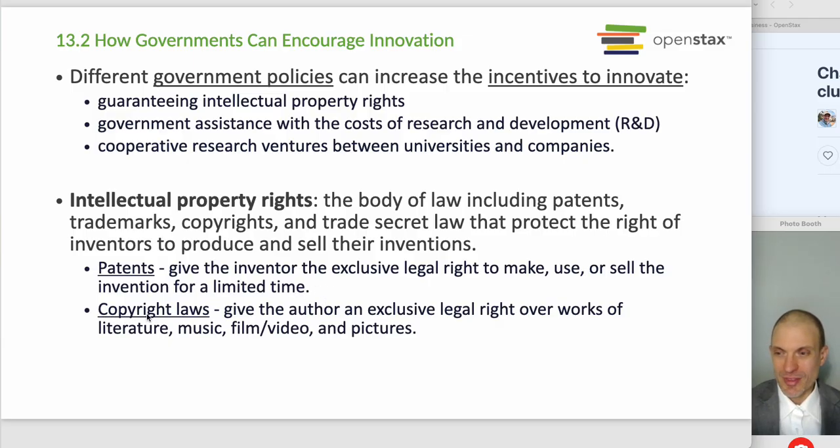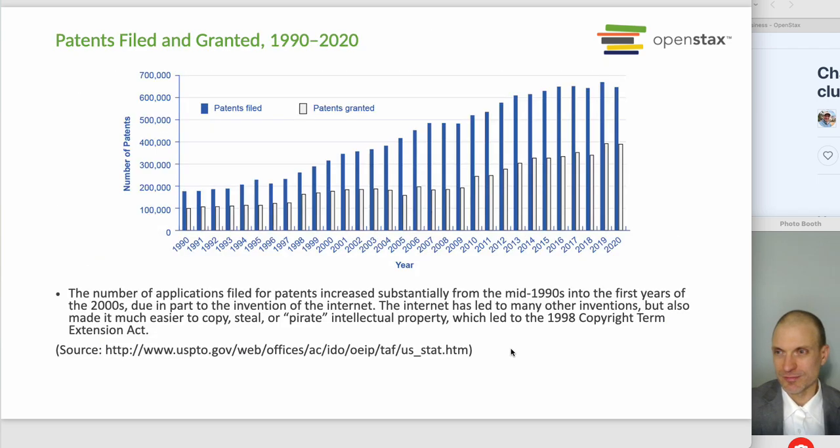And then there's copyright laws. This gives the author an exclusive legal right over works of literature, music, film, and pictures. I think copyright for books and music is something like 75 years in the US. Here's a graph that shows patents filed and granted, 1990 to 2020. So we have all these patents filed, that's increasing, and then we have the patents granted increasing as well.